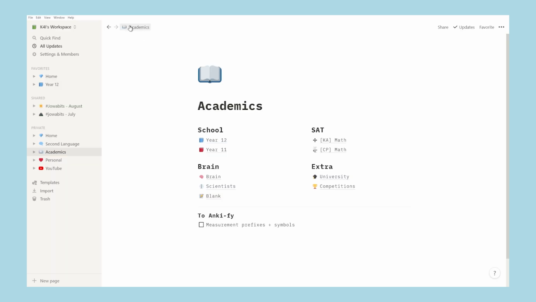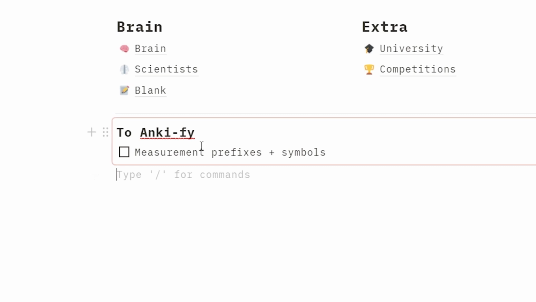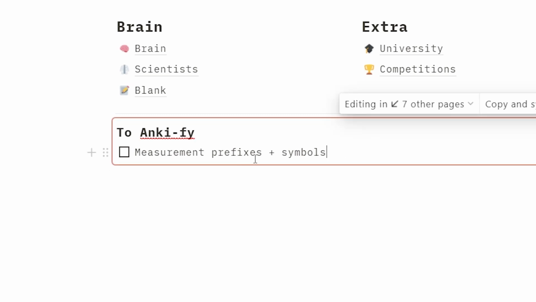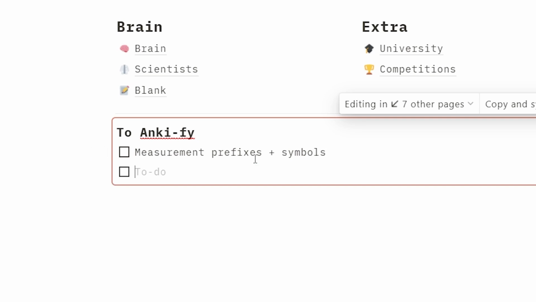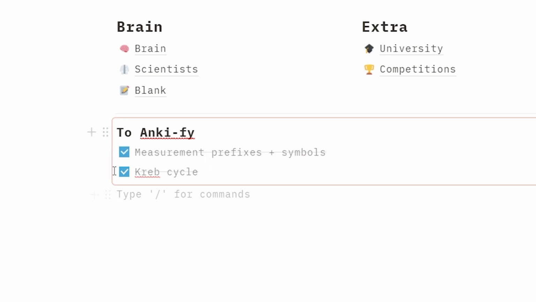And lastly, we have my Ankify page. This is where, if ever I'm learning something and I need to Ankify it, or basically if I need to convert it into Anki cards, all I have to do is type it here. So let's say I need to memorize the Krebs cycle. All I have to do is type it here, and then when I'm reviewing my Anki cards, I can just come back to this and then convert this into flashcards, which is pretty useful.